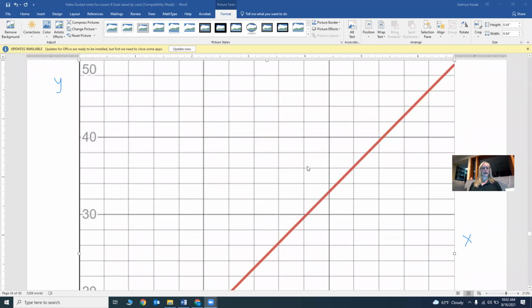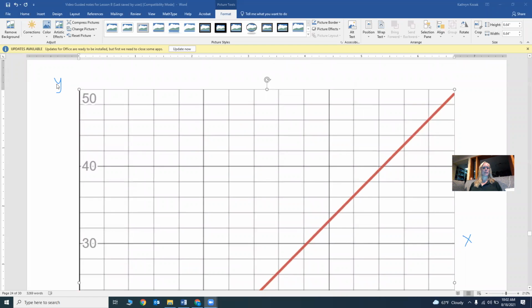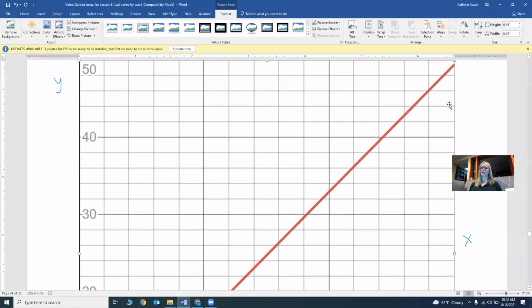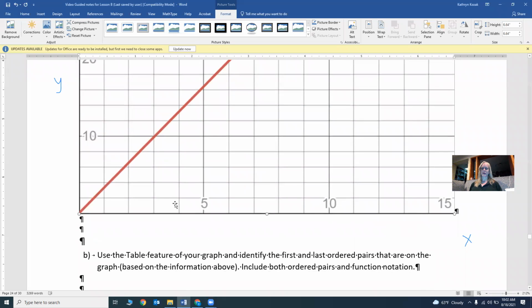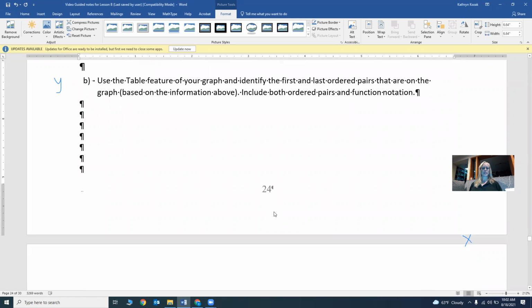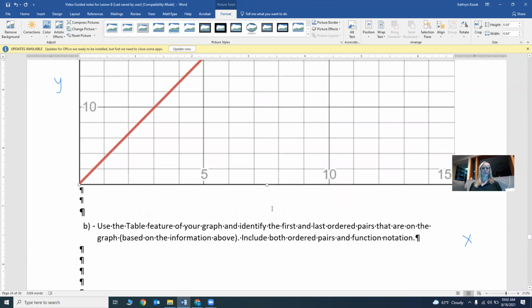All right, so I've got my labels there of what those two axes were. And you can actually just type them straight into Word if you want to, instead of using the annotation there. And so now I can see more what's happening, but I don't really know exactly where this practical domain and range are. That's what I'd like to find out. I can see my practical domain, it goes from 0 to 15.